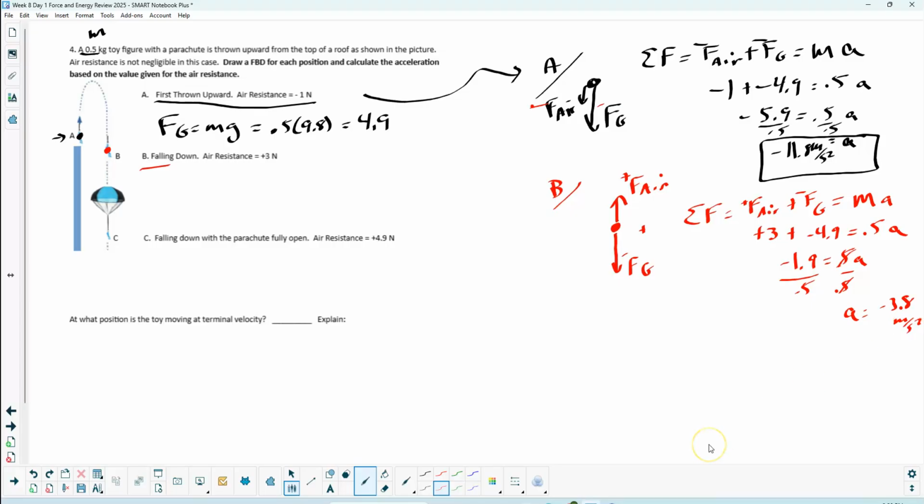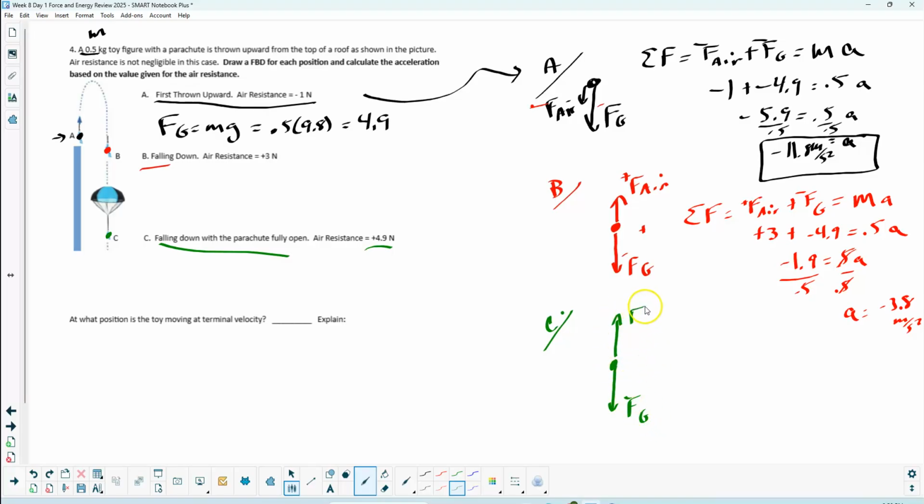So it's falling down and accelerating downward, but it's not in free fall because the air resistance is trying to push up on it. Finally, for point C, this is when the parachute is fully opened, so it's going to have the most air resistance, so that's 4.9 going up. So for point C, we have gravity pulling down, that's still negative, and the air going up.